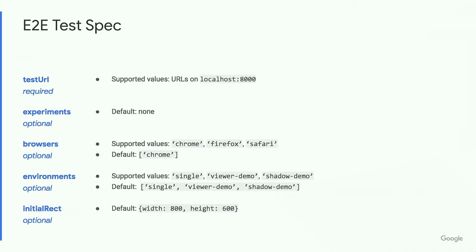Here are the specs that you can define in your describe block. You have the test URL, the browsers, experiments if your component relies on an experiment flag, the different environments, and then you can also set your browser size.